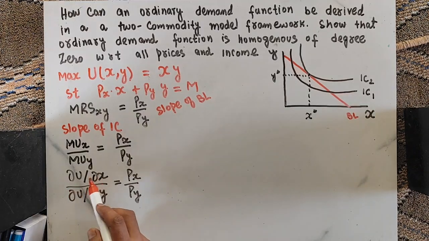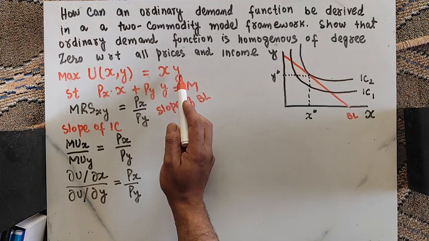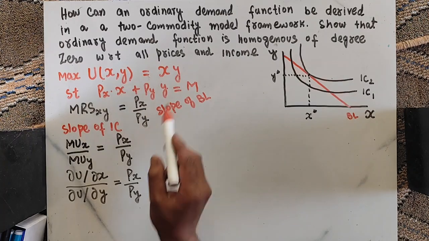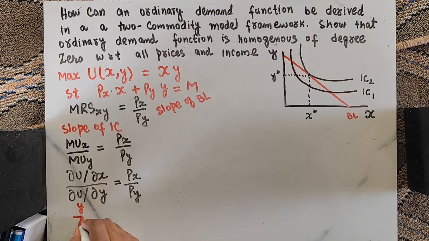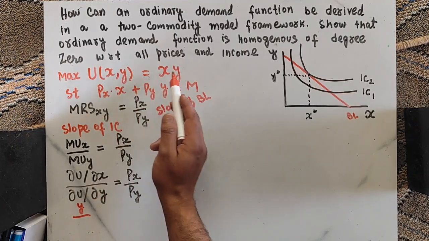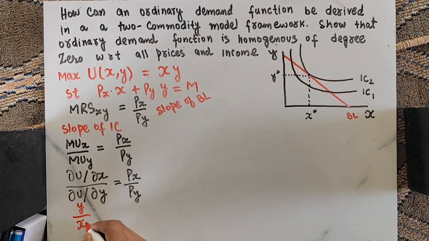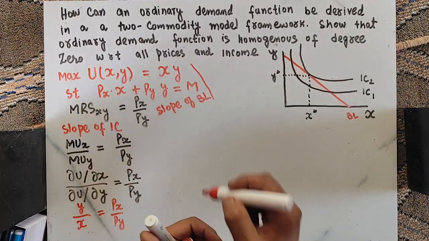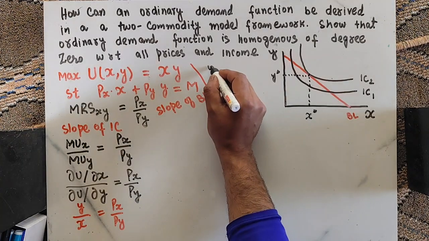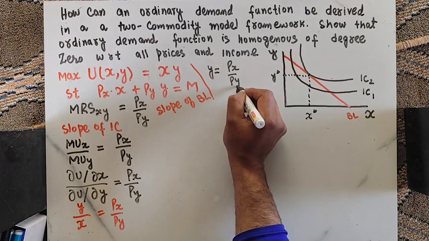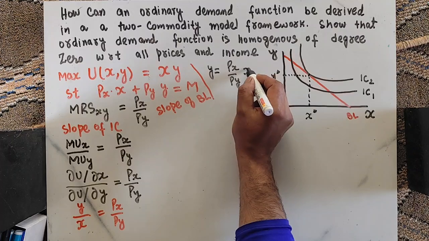Now du upon dx is the partial derivative of the utility function with respect to x. Derivative of x is 1, so we are left with y, divided by du upon dy, which means the partial derivative of this function with respect to y. Derivative of y is 1, so we are left with x, and we equate it with the ratio of the prices. Now we need to solve it for y first, so y will be equal to price of x upon price of y, transpose this x, it gets multiplied here.